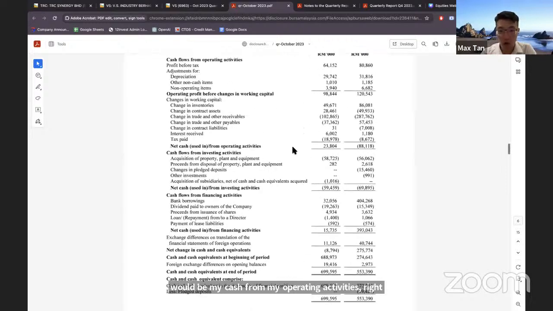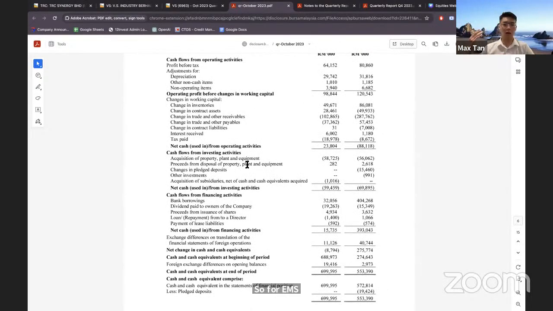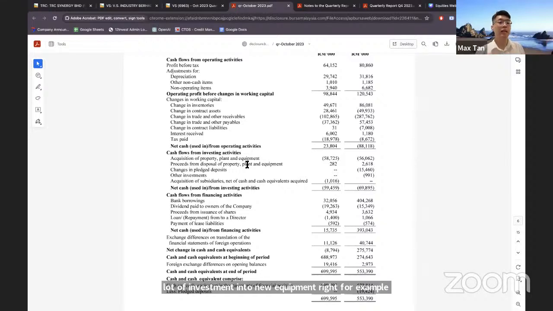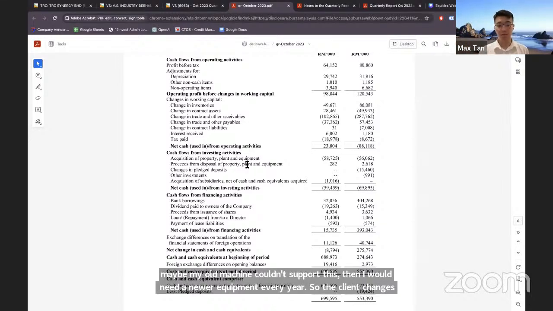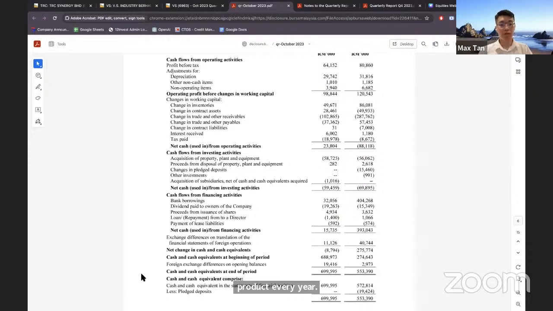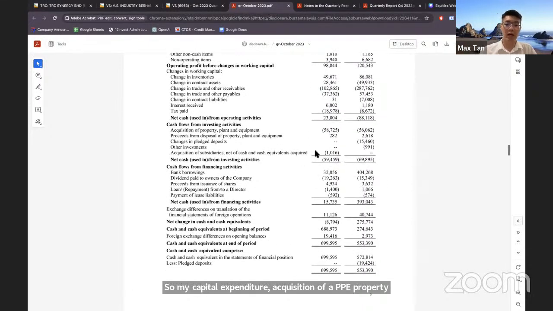So for the EMS industry, because it's a tech industry, there is a lot of investment into new equipment, right? For example, the client wants a newer model, so maybe my old machine couldn't support this. Then I would need newer equipment every year. So the client changes product every year. So my capital expenditure, acquisition of PPE, property, plant, equipment, I have to do it every year as well. So there is cash outflow from the company.